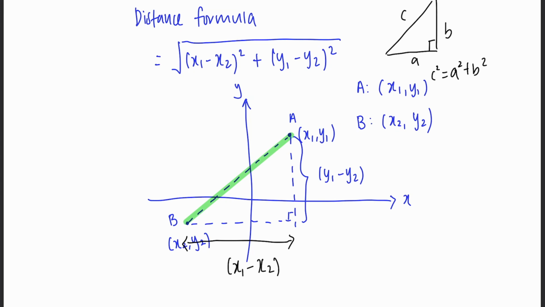So using the same formula here, can you see that AB squared is actually (x1 minus x2) squared plus (y1 minus y2) squared. And by taking the square root on both sides, we will get the formula of the distance. So this is how the distance formula was derived.